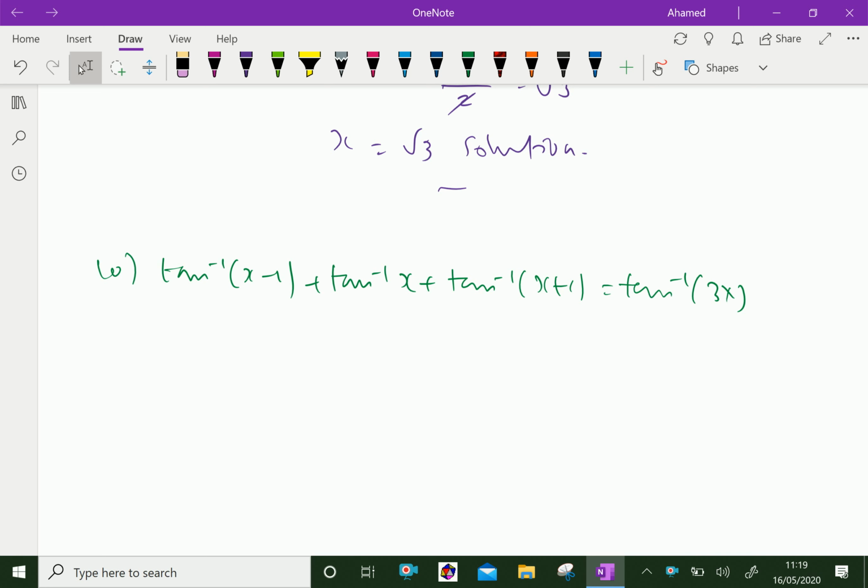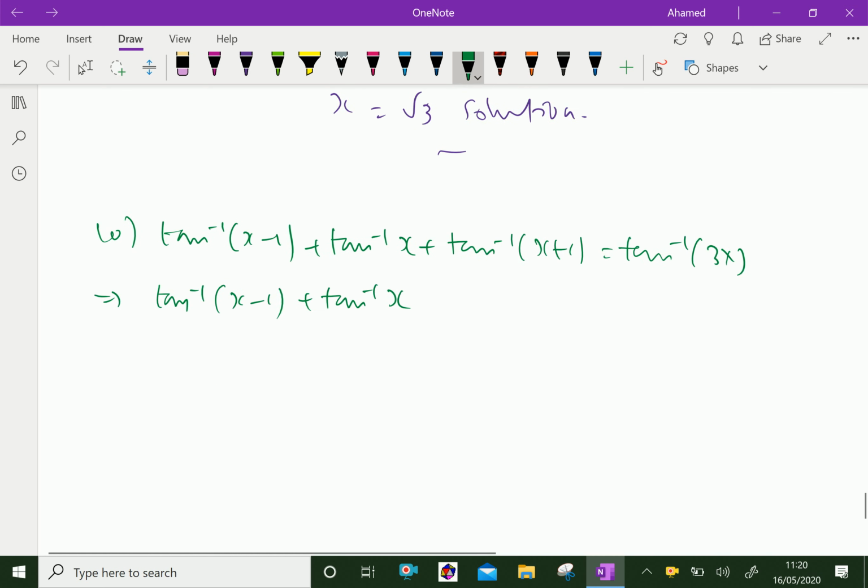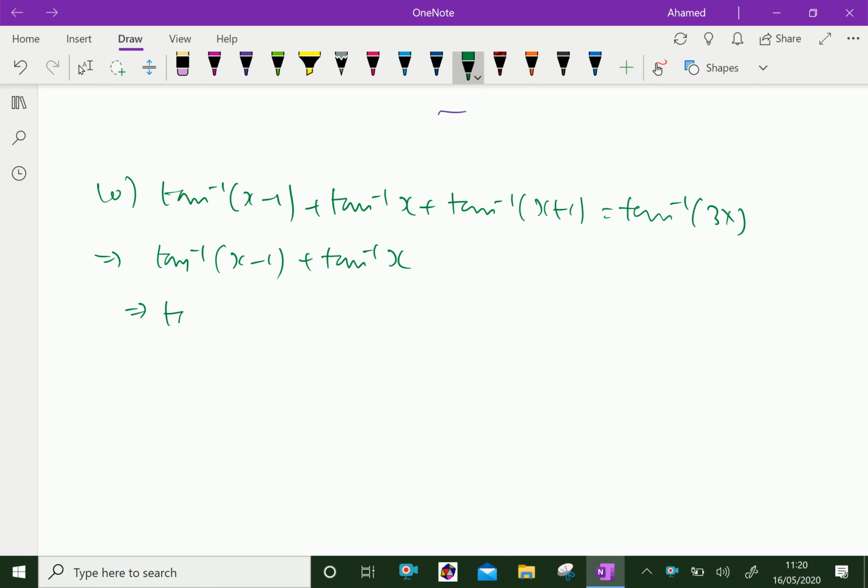Now, consider first two terms, that is tan inverse of x minus 1 and plus tan inverse x, which gives tan inverse of x minus 1 plus x over 1 minus x minus 1 into x, which gives tan inverse 2x. We are writing here tan inverse x with 1.